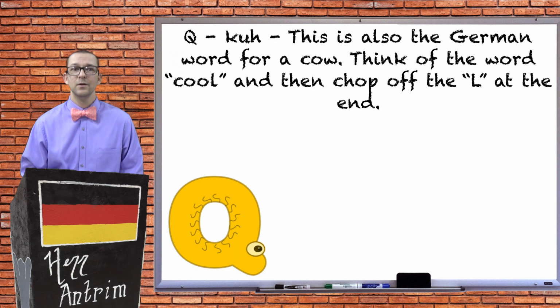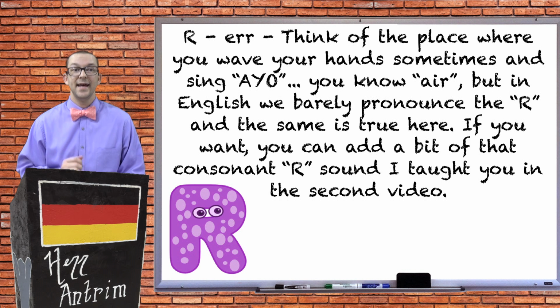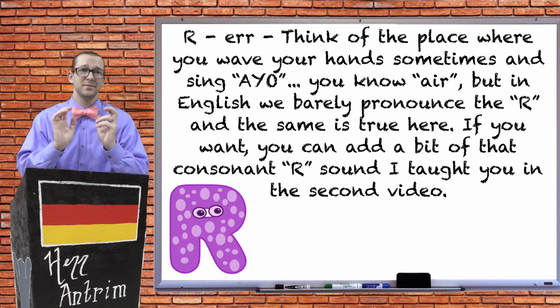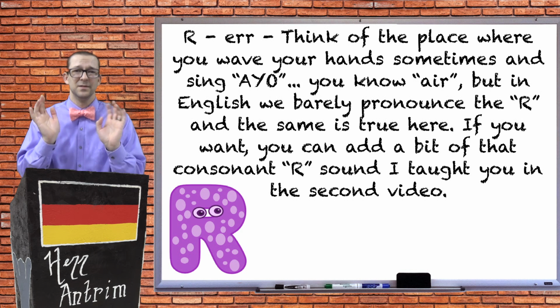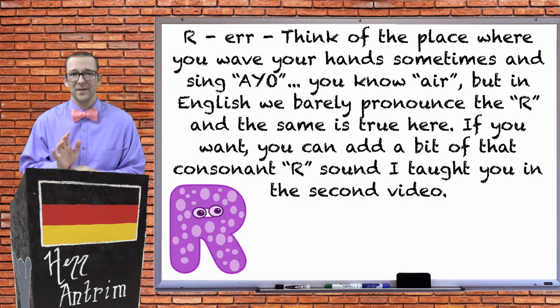Er. Think about the place where you wave your hands sometimes and sing Ayo. You know, I wave my hands up in the air sometimes. Yeah, something like that, except er. Slightly different. You just barely pronounce the R on there. You could, if you really want to, add a little bit of that consonant R that I taught you in the second video in this series. Er.